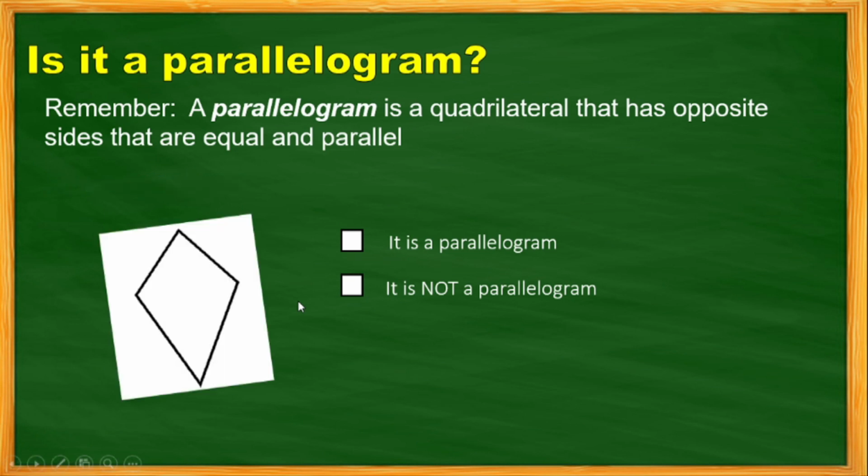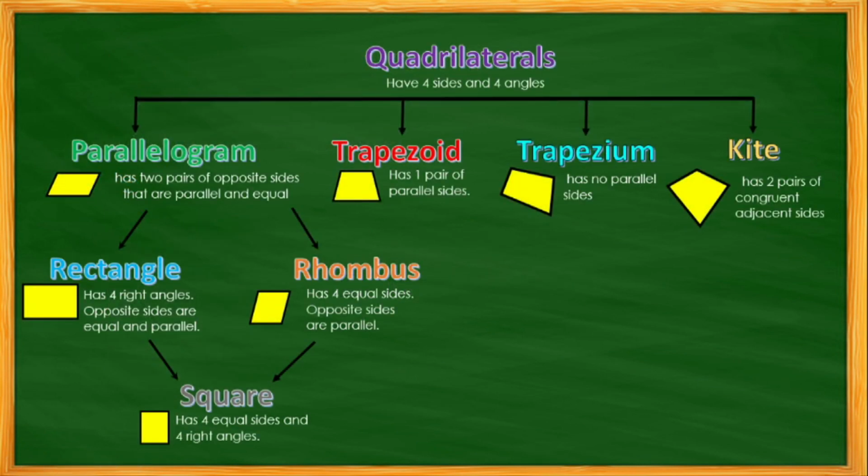Next is a kite. Let's see the opposite sides. The opposite side of this one is this one. Are they equal? No. And they are also not parallel. So this would not be a parallelogram. So I hope you already know how to relate one quadrilateral to another quadrilateral. So let's have some diagram to further analyze how to relate one quadrilateral to another.